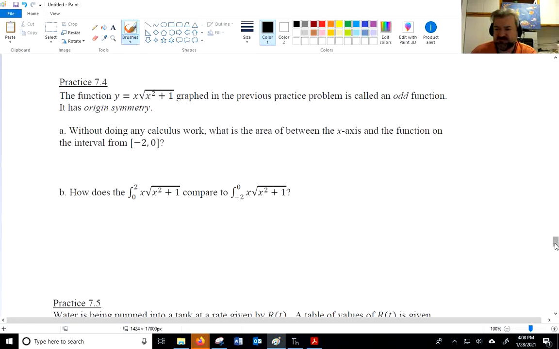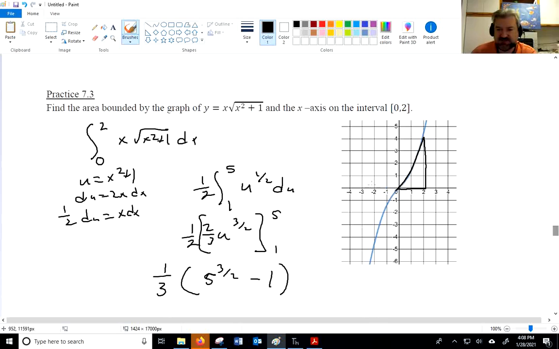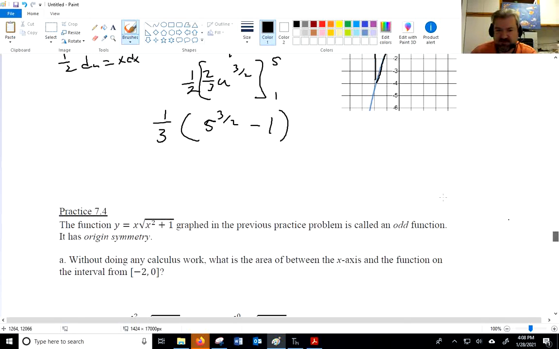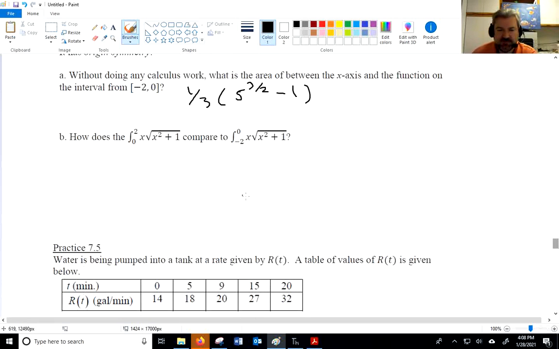Well, from -2 to 0, it's going to have the exact same area. It's negative on the integral, though, but it's going to have to be the same area. So we can just say, what is the area? Well, the area is just 1/3 times 5 to the 3/2 minus 1, because they're symmetric. So how does that relate to that? The integral from 0 to 2, well, the areas are the same, but they're opposite signs.